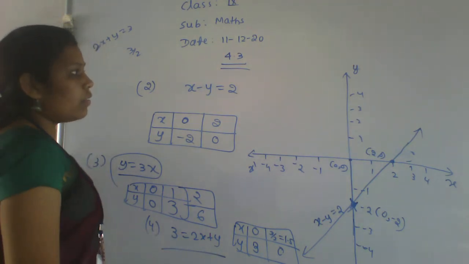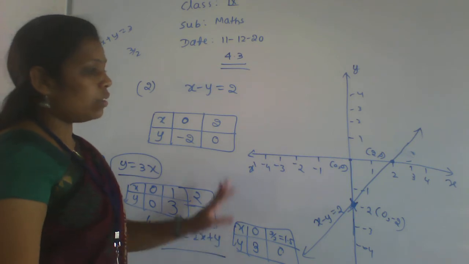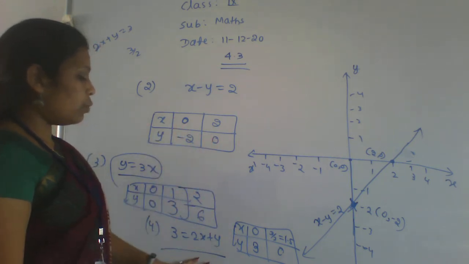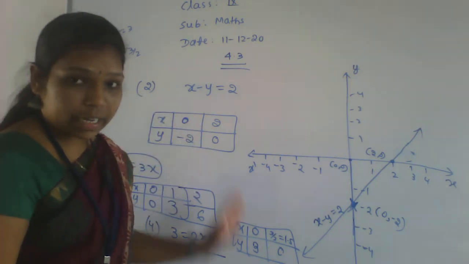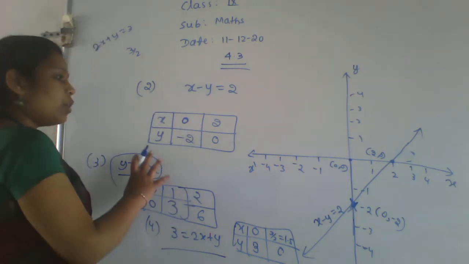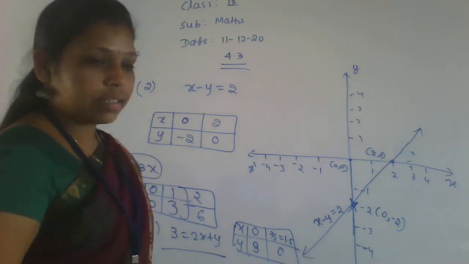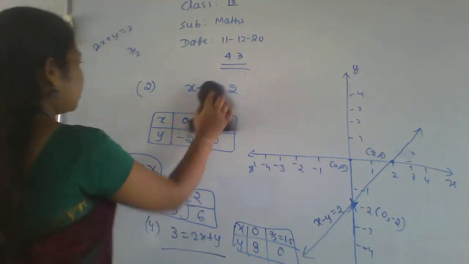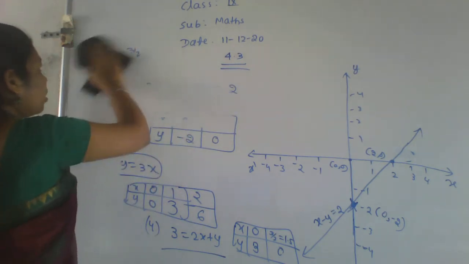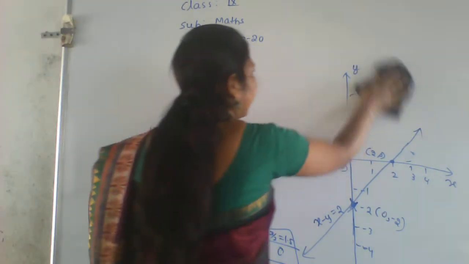Okay, this is the way to plot a graph for a linear equation in two variables. First our duty is to find the coordinates, after that we can easily put the graph. Okay, so first main is completed. Now we will go for the second main.